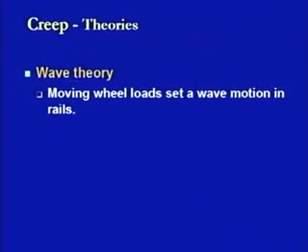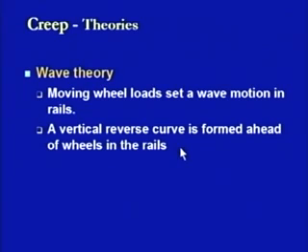The wave theory says that there are certain moving wheels and their load sets up a wave motion in the rails. Whatever wheels are moving on the rail sections are transferring the load from the top to the rail section. When this load is transferred to the rail section, the theory says that some sort of wave motion will get induced because of this loading coming from the top. What happens is that a vertical reverse curve is formed ahead of the wheels in the rails. At the point of application of the load, the rails will get depressed, deformed or deflected in the downward direction.